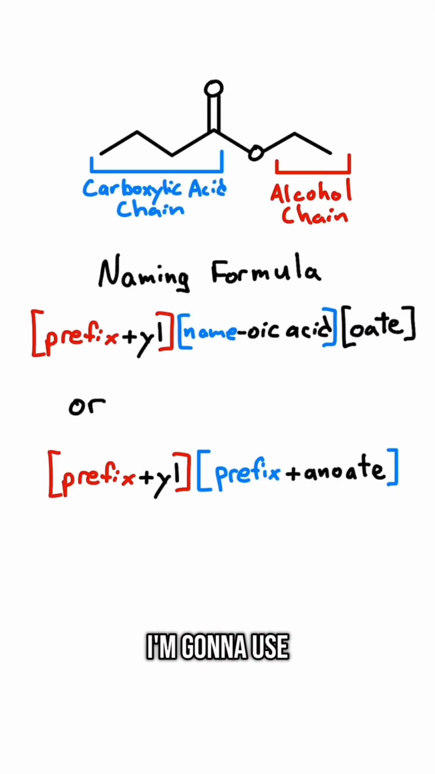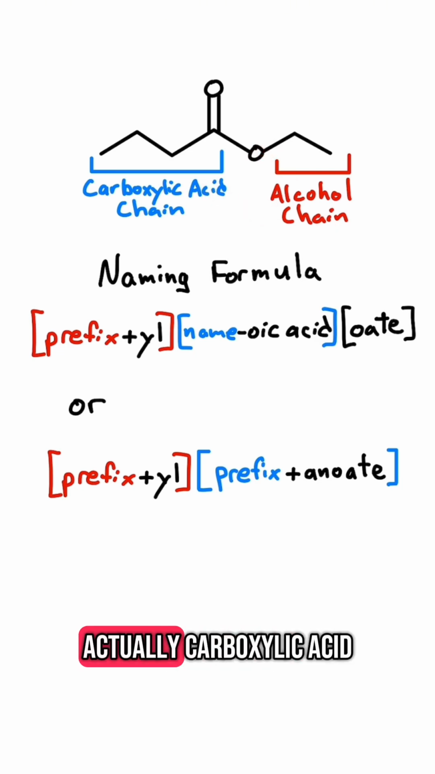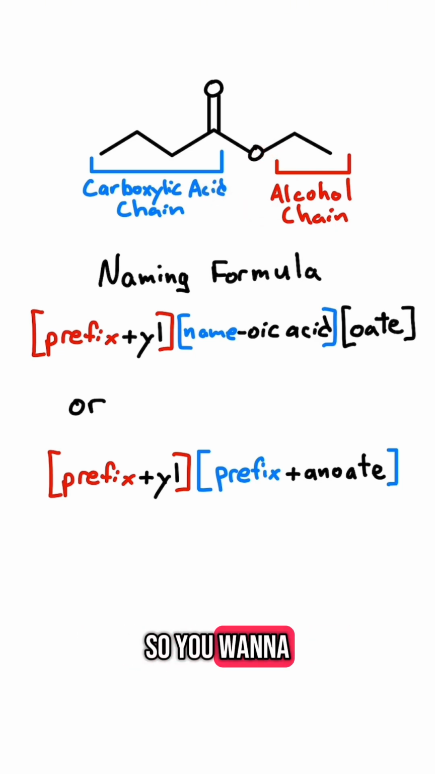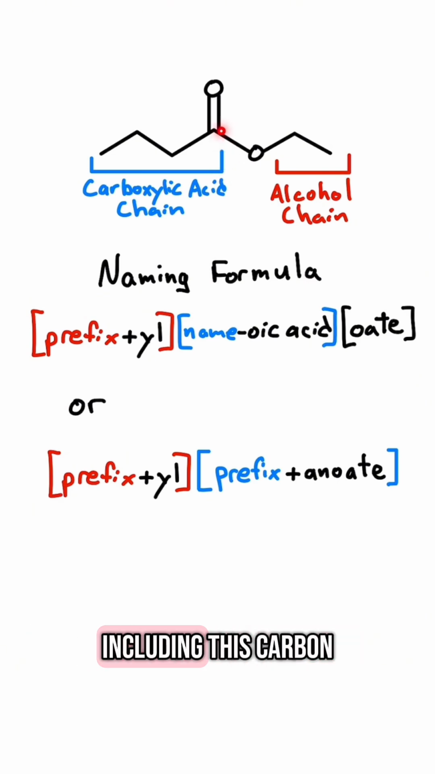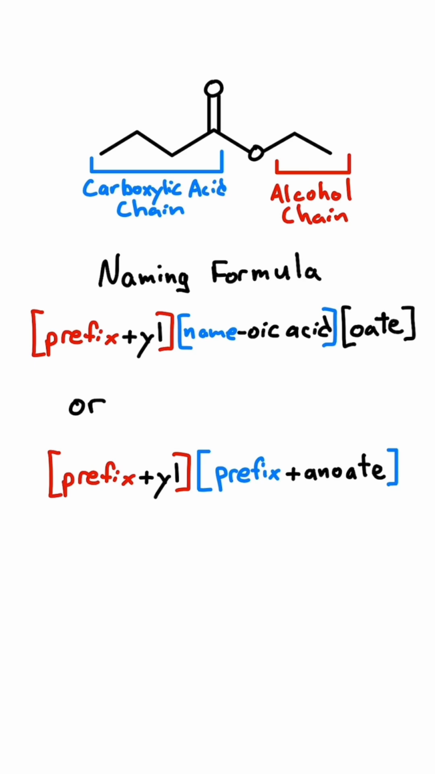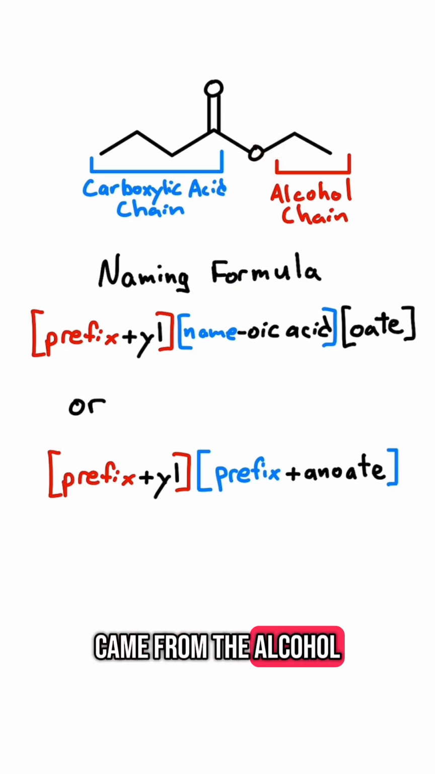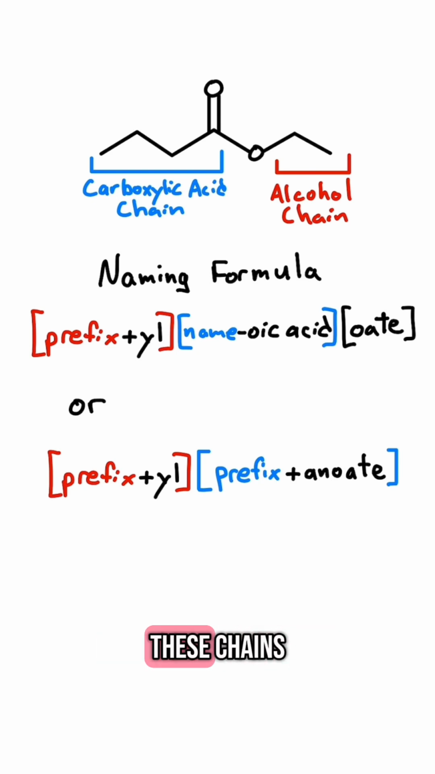So to walk you guys through it, I'm going to use this example ester here. And like I said, esters are made up of a carboxylic acid and an alcohol. So the first thing you need to do is identify your carboxylic acid portion and then your alcohol portion. Now, there's not actually a carboxylic acid and alcohol here, but that's what it's made of. So you want to identify the contributing pieces. So the carboxylic acid portion is everything, including this carbon on the carbonyl, all the way over to the end of this chain here. That's your carboxylic acid portion. Then if we go to the other side of this oxygen, everything on down, that came from the alcohol, and that's your alcohol portion, and those are important to identify in this chain.